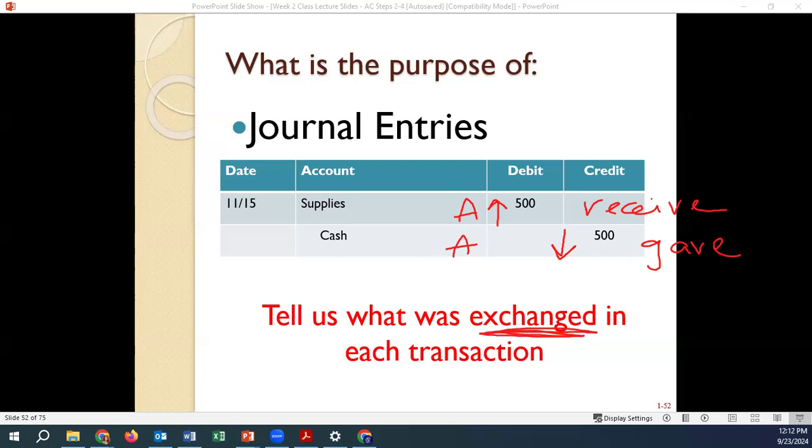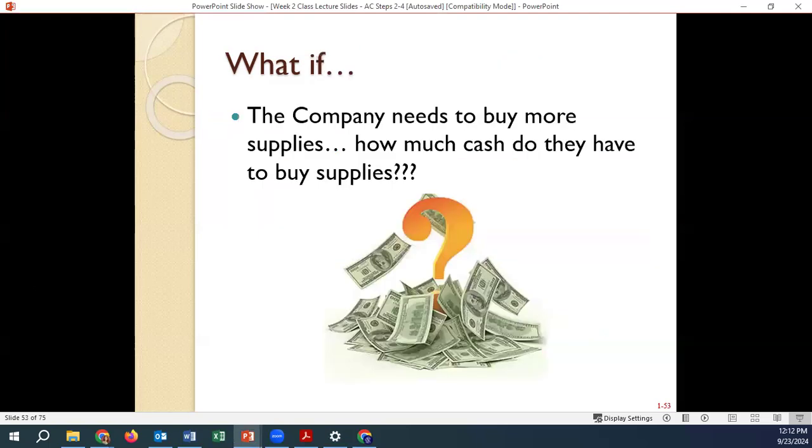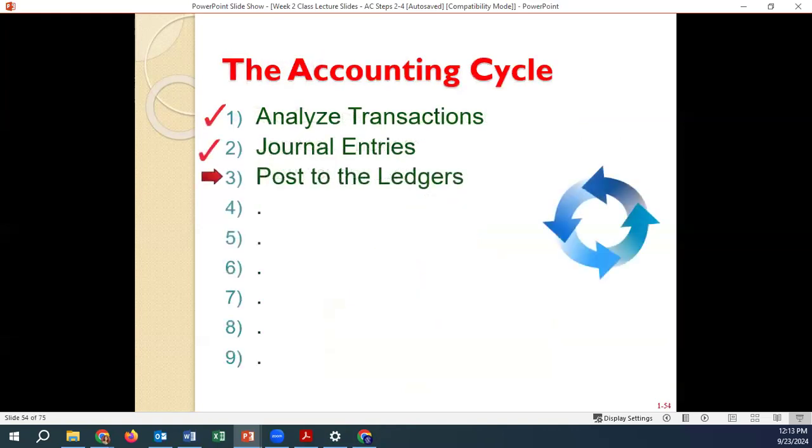Well, that's very important information to know, but it doesn't tell us everything we need to know as accountants and business people. For example, what if the company needs to buy more supplies? Well, how much cash do they have in order to buy supplies? Do they have enough cash? If they don't have enough cash, well, then maybe they need to buy the supplies on credit. But we won't know that unless we know how much cash we have. So that's where ledgers come in, and that's step 3 of the accounting cycle, which is post to the ledgers.